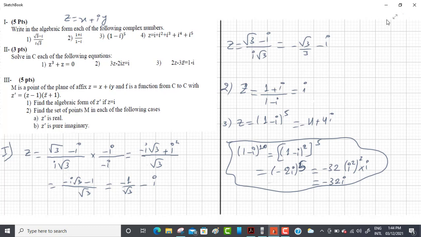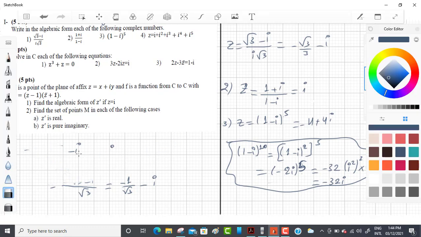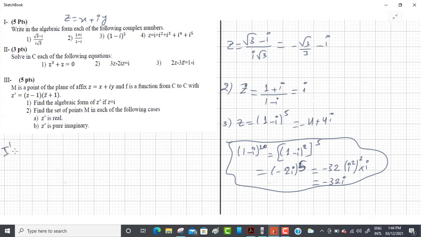Part 4: z equals i plus i square plus i power 3 plus i power 4 plus i power 5. I have to write this number in algebraic form. i square is minus 1. i power 3 is i square times i. i power 4 is i square times i square. i power 5 is i power 4, which is i square squared, times i.